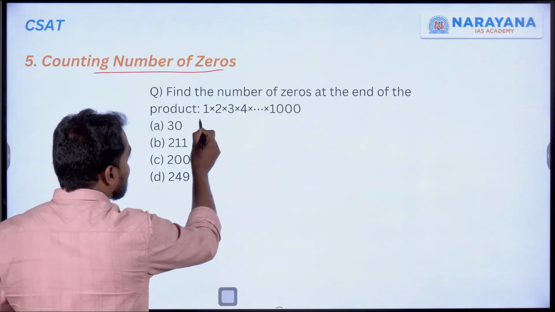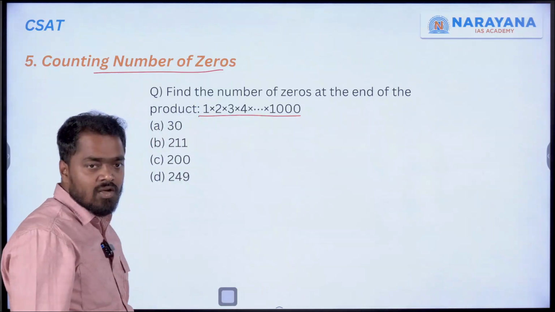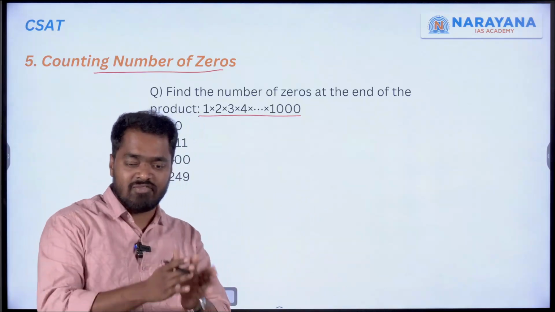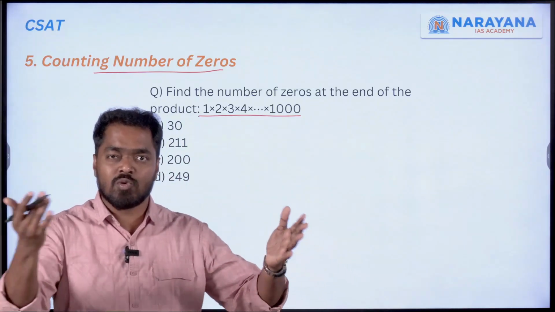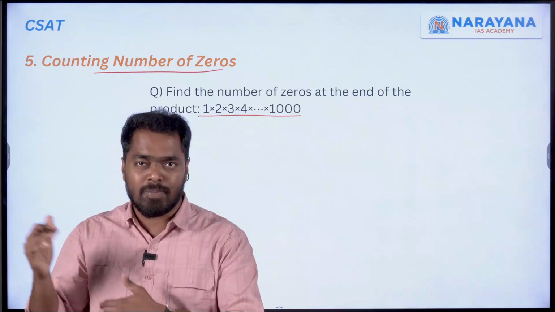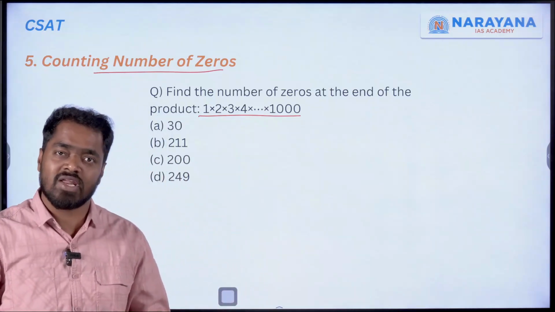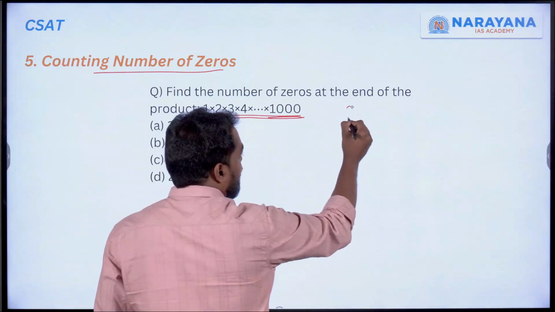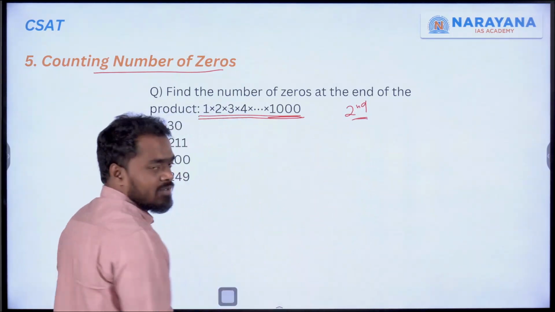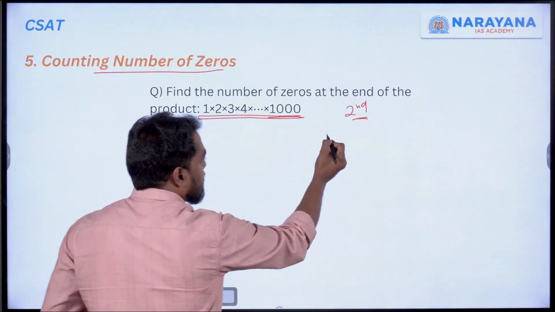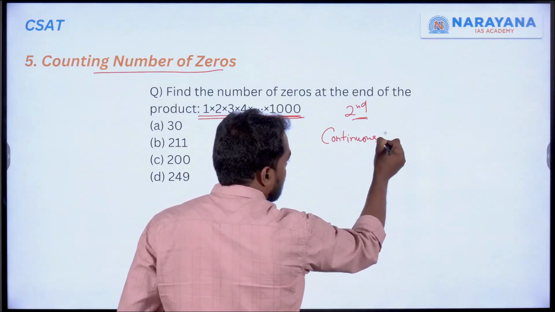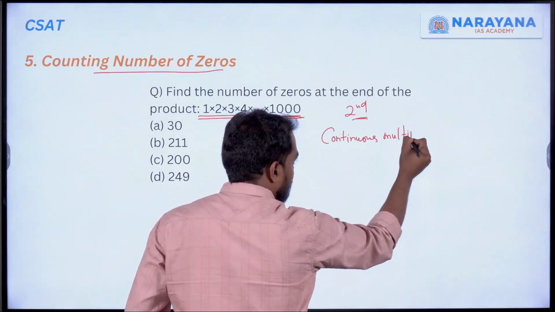But if you see anything like this, that is nothing but 1 into 2 into 3 into 4 up to 1000. So this is a very long multiplication. You cannot do that individual 2 into 5 prime factorization. That is going to be very difficult. So these are the second model questions from this subtopic. Nothing but continuous multiplication of numbers.